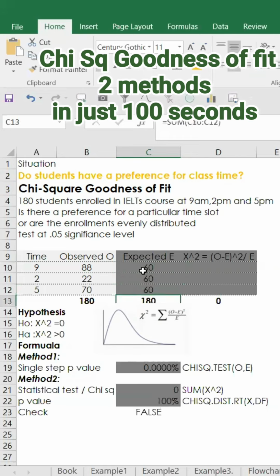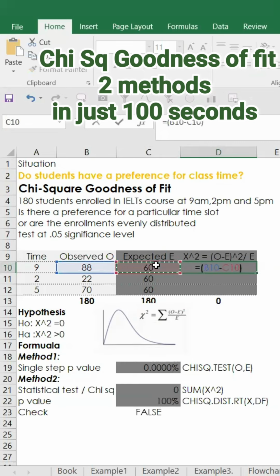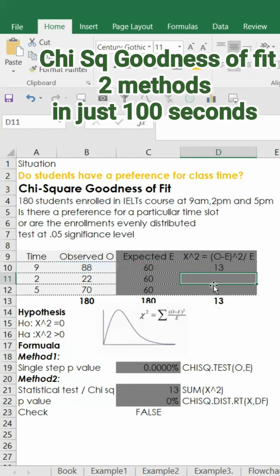And now we got the expected value. From the expected value, we can find out the statistical value. That means we can apply this particular formula: observed value minus the expected value, whole raised to the power 2, and divided by, again, the expected value. Then we can drag this up. So from this given data, we calculated this one.